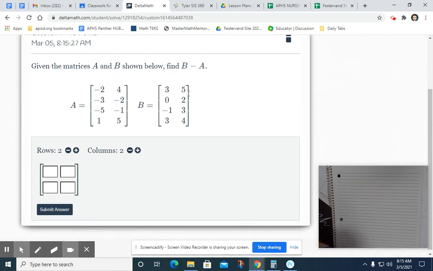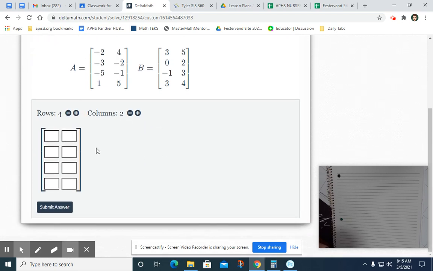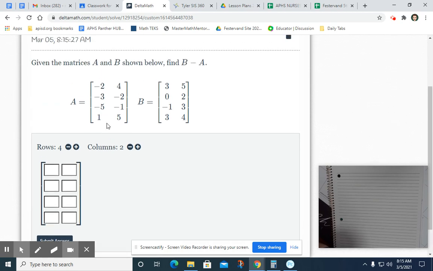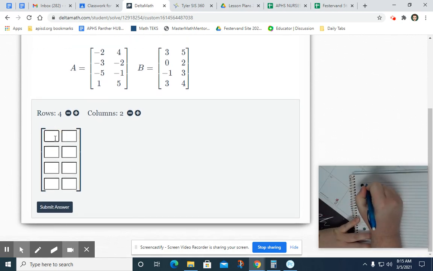Okay, given the matrices A and B, we want to find B minus A. So first of all, these are 4 by 2, so I need 2 more rows here so that I have enough space. And because we're taking B minus A, we're going to have 3 minus a -2, 5 minus 4, 0 minus a -3, 2 minus a -2.